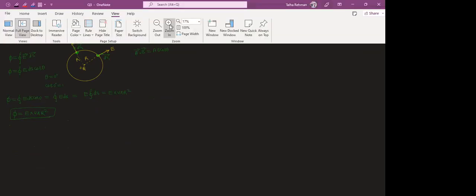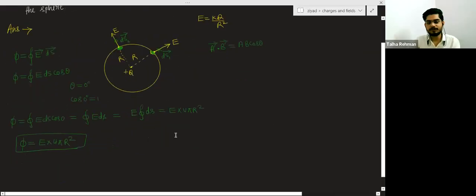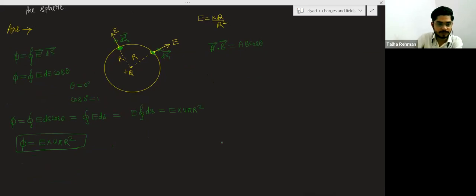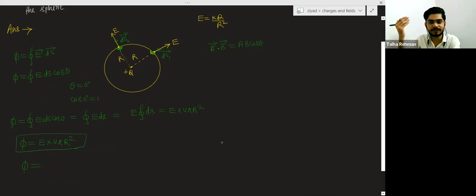We have just calculated this question, and just one step is left. Here this is phi, and we have to put the value of the electric field due to a charge at the center of the sphere.